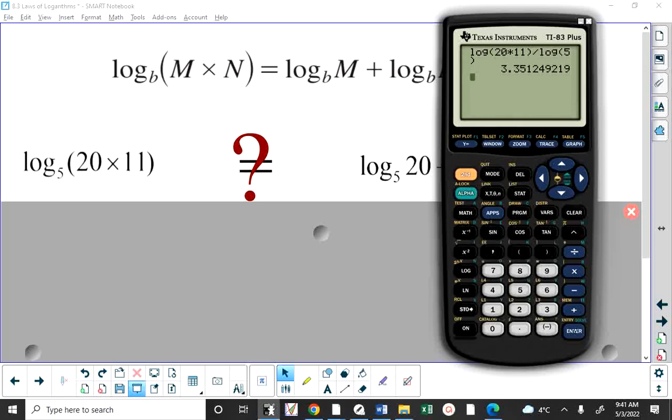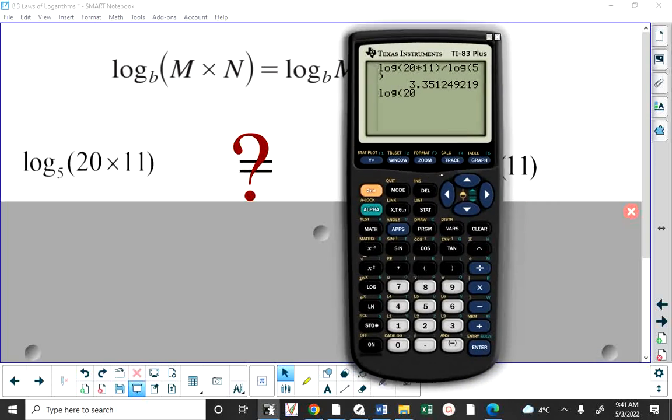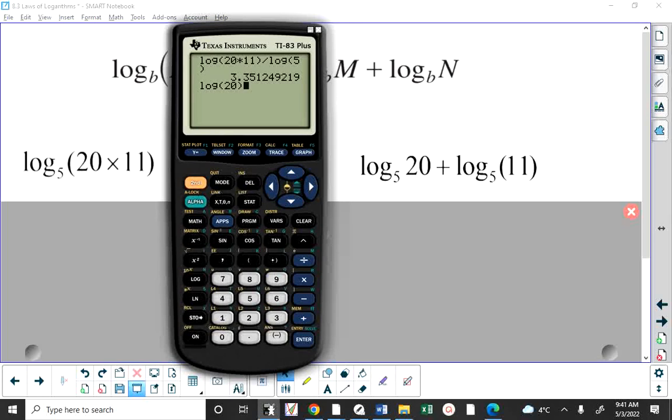If I wanted to find out what log base 5 of 20 plus log base 5 of 11 is, on this calculator, I have to use the change of base formula. I would go log of 20, I'm working on the right-hand side here, close brackets divided by log of 5, close brackets, plus log of 11, close brackets, divided by log of 5. And I get the exact same number. Okay, and again, this isn't a proof, but I hope you trust me that I didn't choose numbers that it happens to work for and all the other numbers it won't work for. So the bottom line is they are equal.